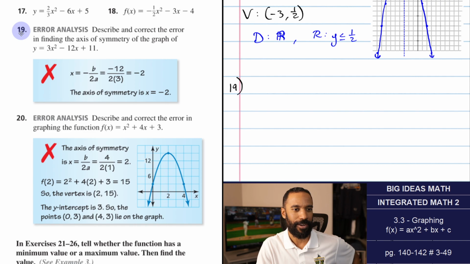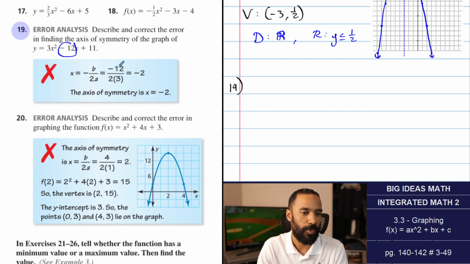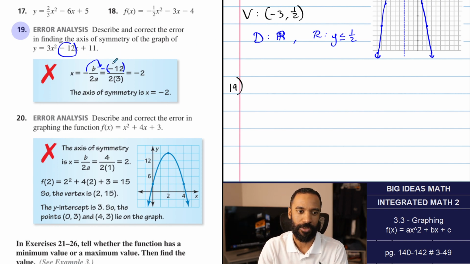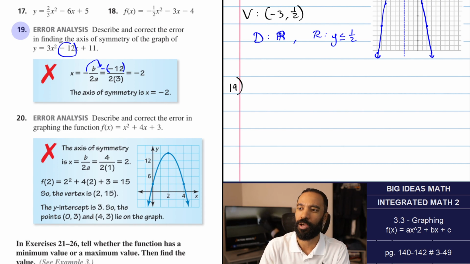Describe and correct the error in finding the axis of symmetry of the graph of y equals 3x squared minus 12x plus 11. So your a value is 3, your b value is negative 12. For negative b over 2a, common rookie mistake. Negative 12 is your b value, so we have to take the opposite of negative 12. This negative still exists outside of the negative 12, like so, and you take the opposite of negative 12. Classic rookie mistake.